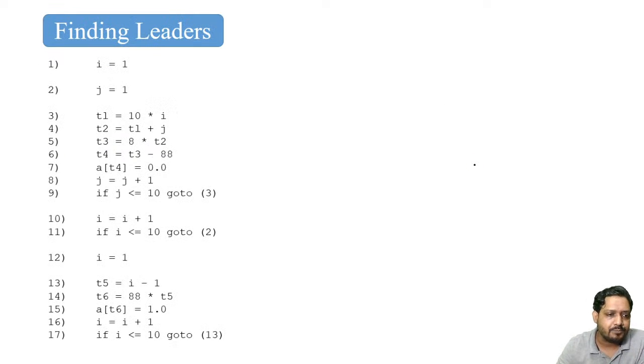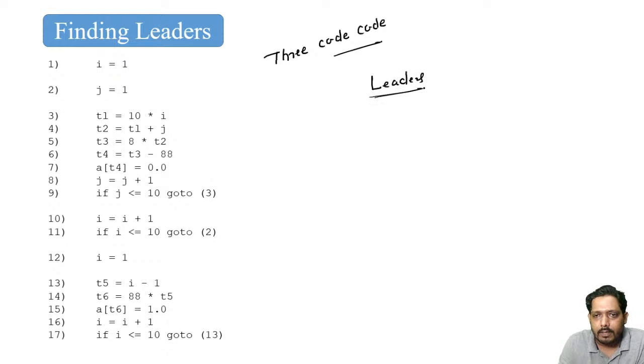And this is your program's three address code. In this three address code we'll apply our algorithm, but before that we will just identify the leaders. Let's listen carefully. The first statement is a leader, L is for leader. So the first statement, statement number one, is a leader.